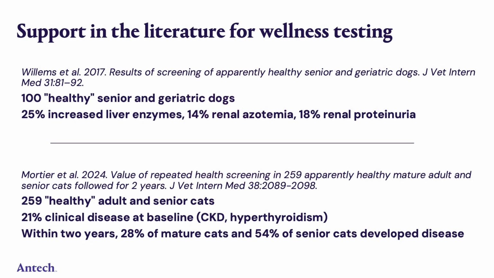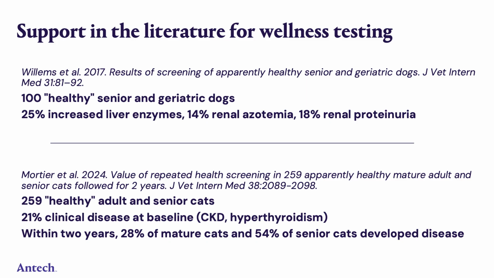The most recent study, just last year, Morty et al. published, looked at cats. They had a big population of healthy, mature adult and senior cats, almost over 250 of these healthy cats, and they looked at their lab work over 2 years. Of those over 250 cats at baseline, they looked at CBC and chemistry, and they added a T4 in these older cats, and a UA.